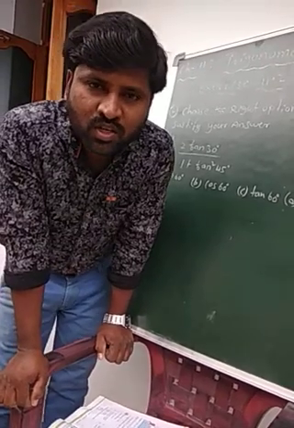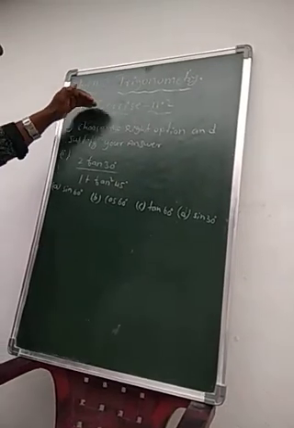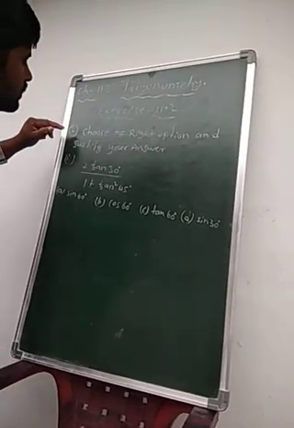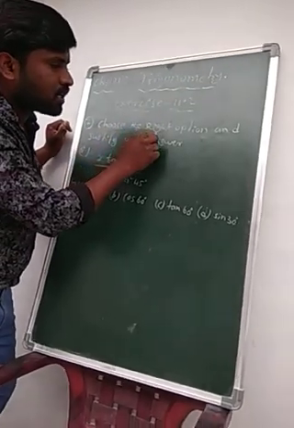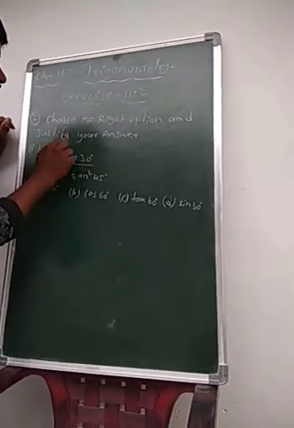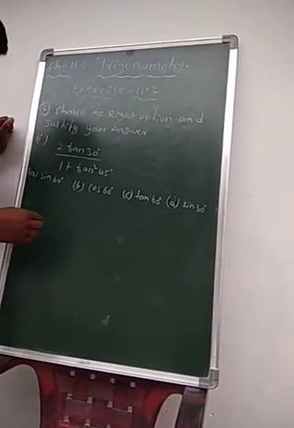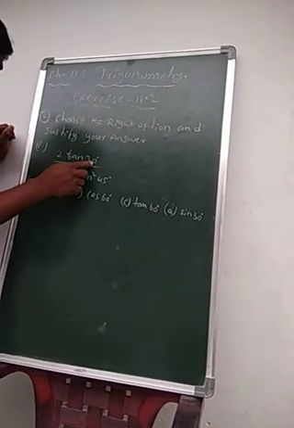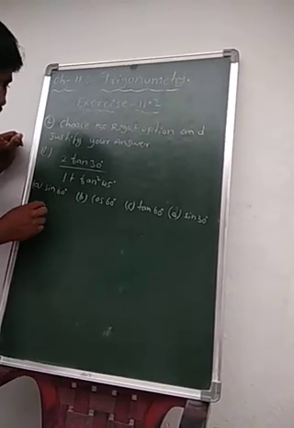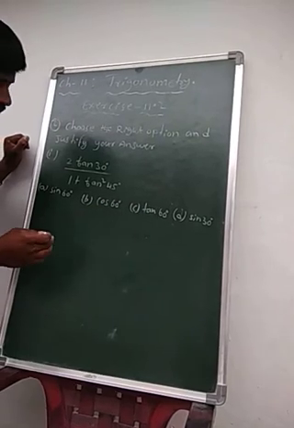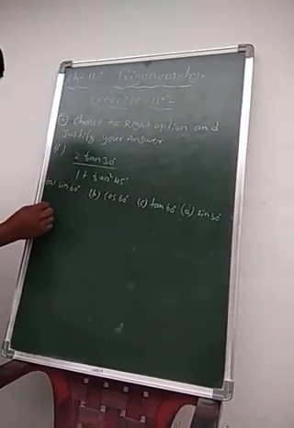Students, today we are going to discuss chapter 11 trigonometry exercise 11.2 second main. The question is choose the right option and justify your answer. In that first question is given 2 tan 30 degrees by 1 plus tan square 45 degrees. So which option is the correct? Either A, B, C or D. Now see its solution.